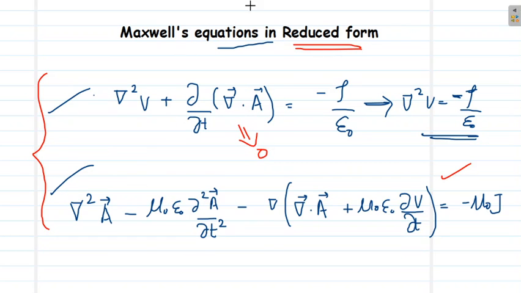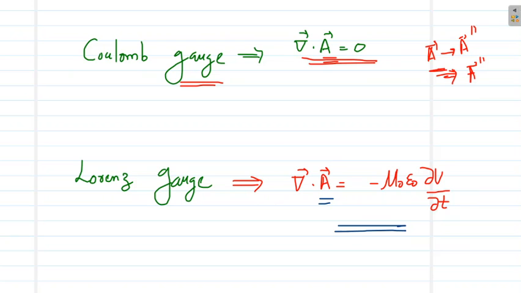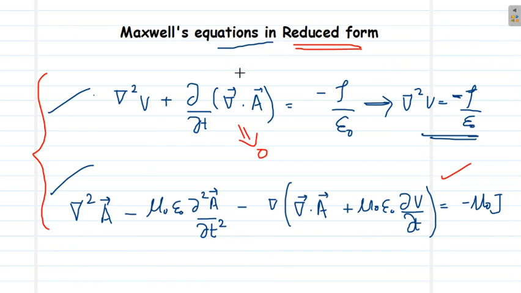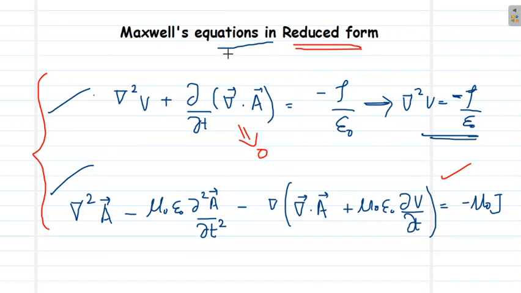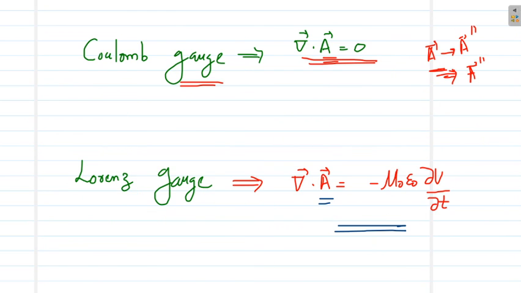Now as an assignment, try to substitute Lorentz gauge into these reduced Maxwell's equations and then reformulate the equation. Now pause this video, try to apply the Lorentz gauge into the reduced Maxwell's equations and write down the final equations.